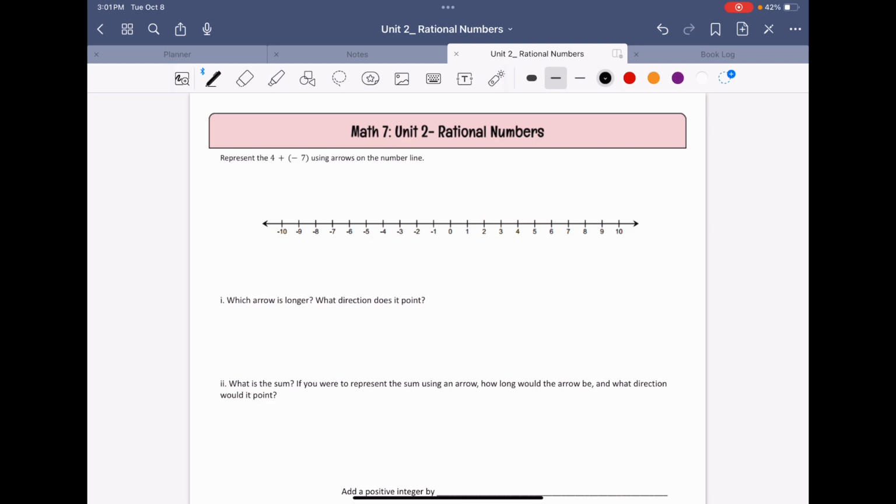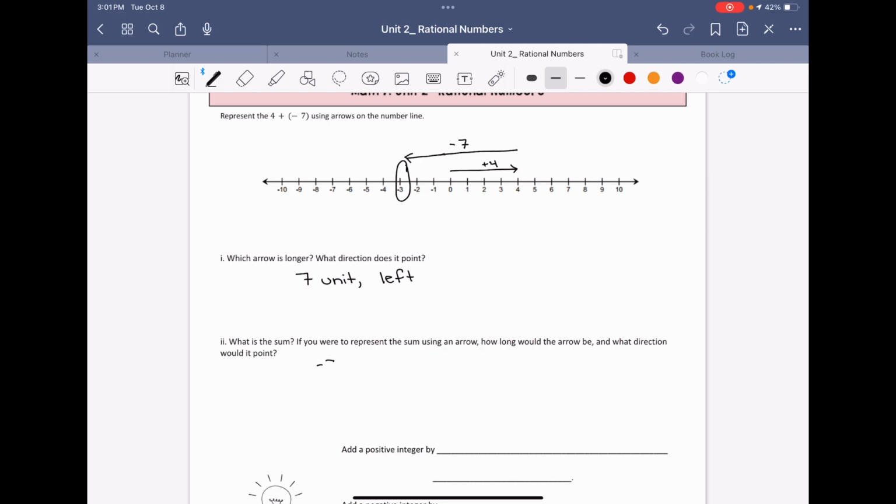We're going to try this again, this time with 4 plus -7. So I'm going to start at 0, go 4 units to the right because it's +4, and 7 units from where my last arrow ended to the left. I end at -3. Which arrow is longer? Well, my 7 unit arrow is longer and it points to the left. My sum is -3. My arrow would be 3 units to the left.